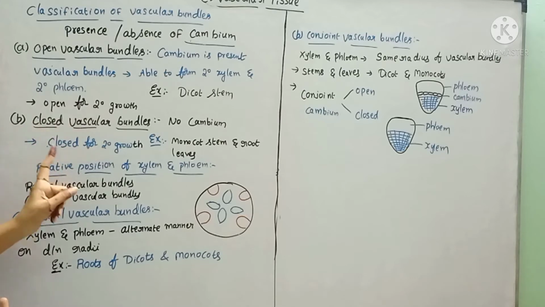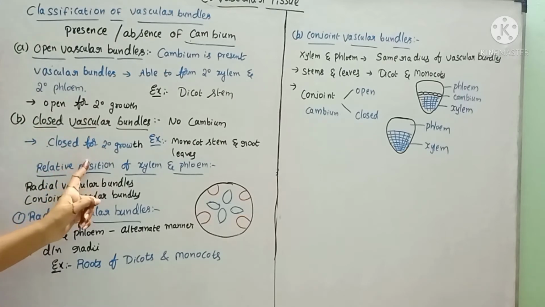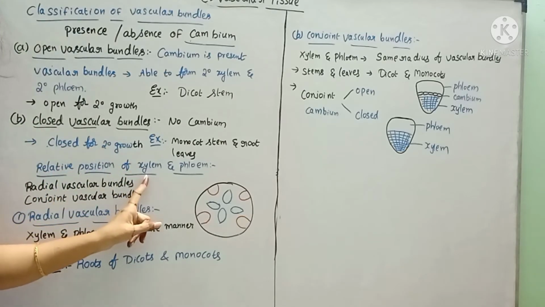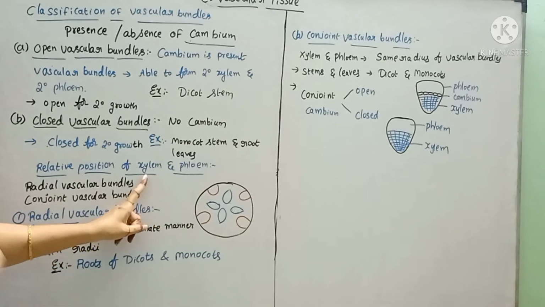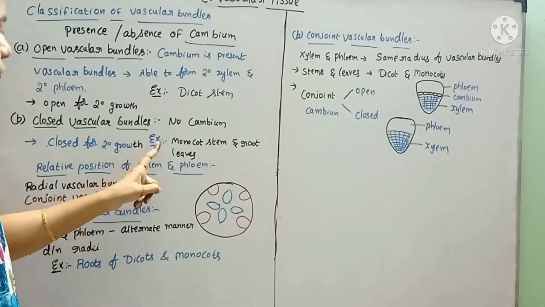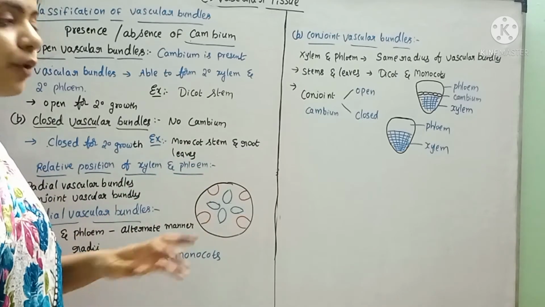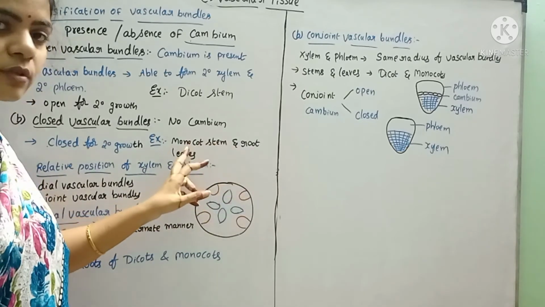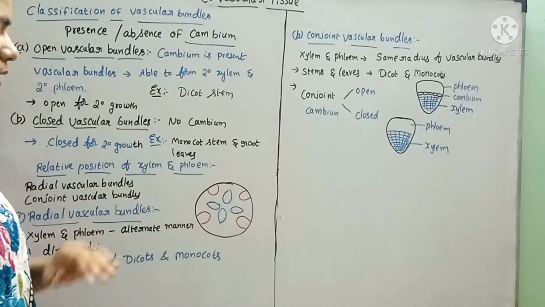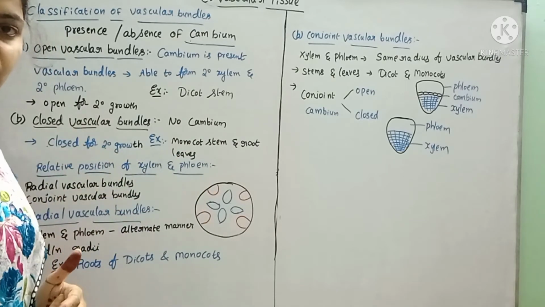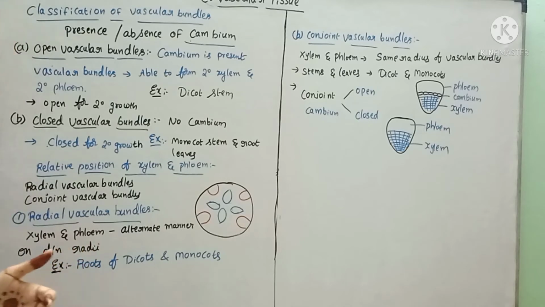And so these vascular bundles are closed for secondary growth. There is no secondary xylem and secondary phloem development. This condition is seen in the monocots, that is, in the stems, roots and leaves of the monocots. This closed vascular bundle is present.